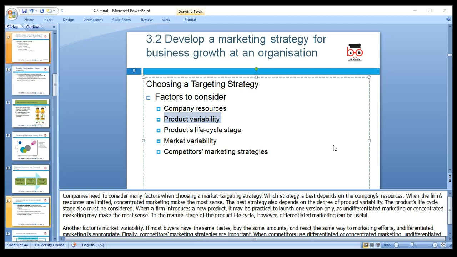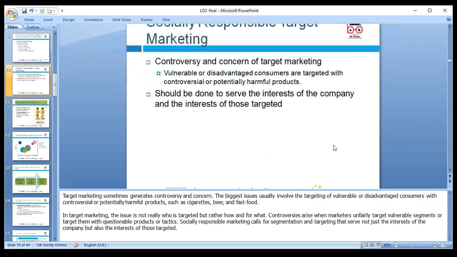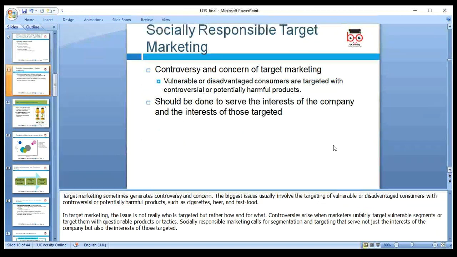So, market availability. All these further notes and explanations you will see underneath as well. You can read the speaker notes later on.